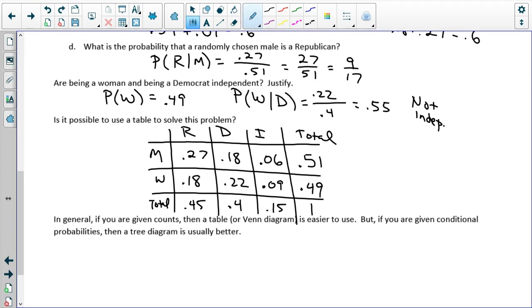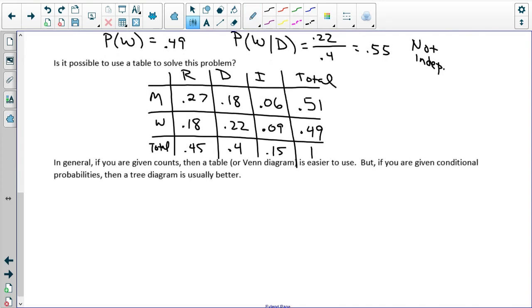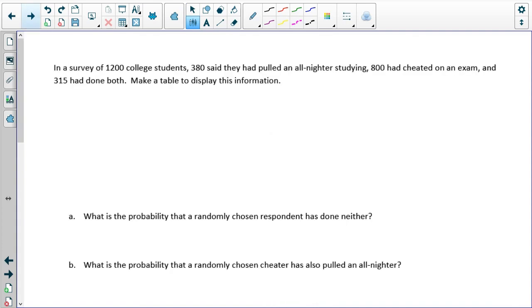A table or a Venn diagram is usually easier to use if you're given counts, but if you're given conditional probabilities, it's way easier to use a tree diagram, because in order to get to the table, we probably either had to do a tree diagram or we had to do all those calculations to begin with. So I can use the table, but I have to do work in order to get there.